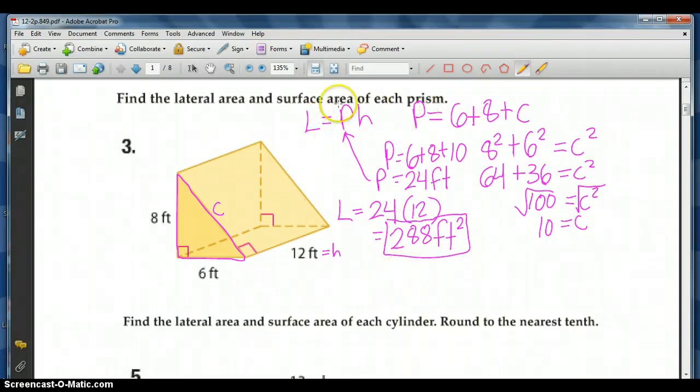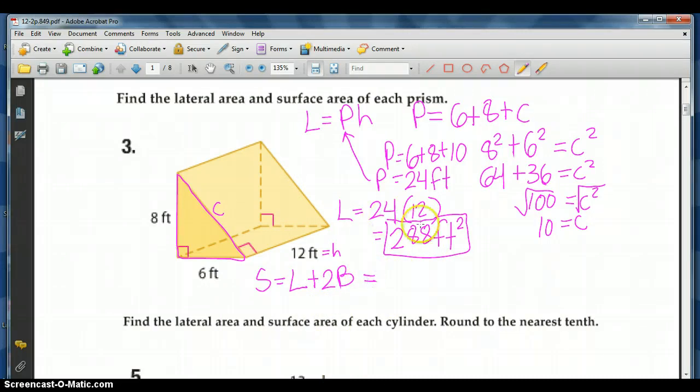The second part of the problem is to find the surface area. The formula for surface area is lateral area plus 2 times the area of the base. We're taking the lateral area, which is the area as it wraps around the prism, and then adding the area of this base and this base onto that, so we get all of the area.